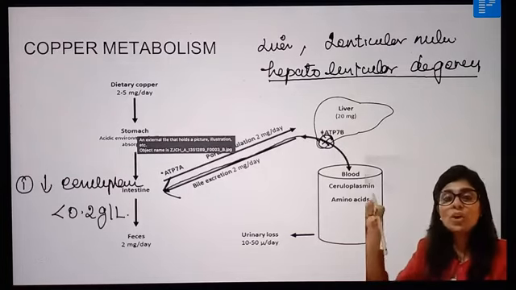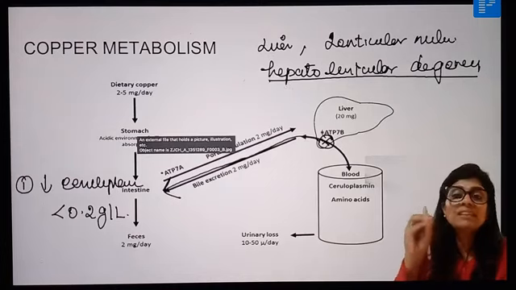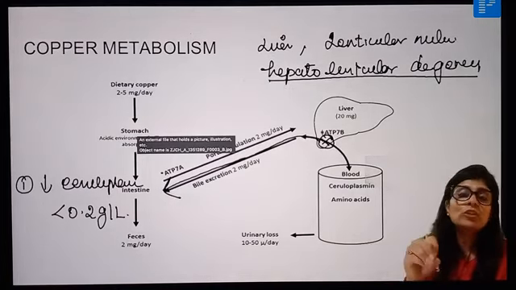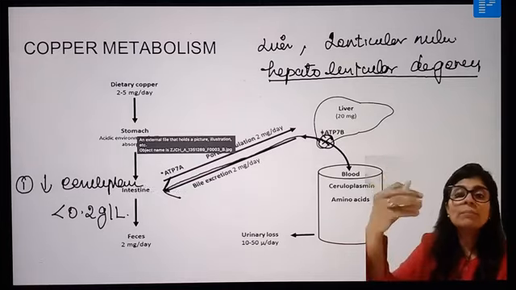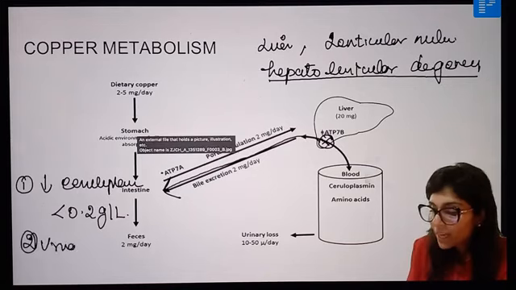And only after copper gets attached to ceruloplasmin will copper not be filtered in the glomerulus. In this case, because copper is not entering into ceruloplasmin, all copper will be lost in the urine. So urinary copper levels will be high.